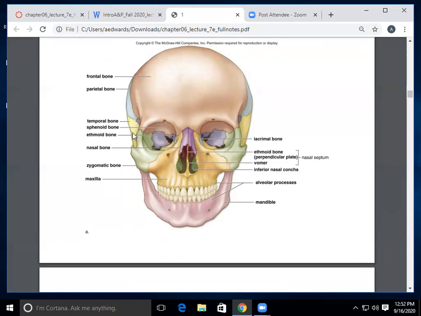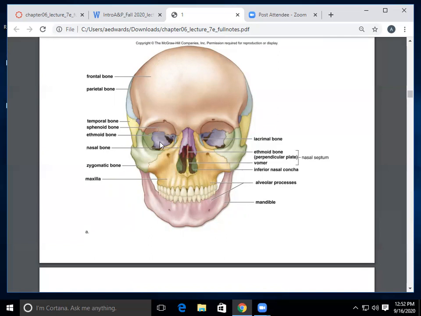On the sides of the head near where your ears are is the temporal bone. Okay, this bone that forms part of your orbit around your eye as well as your cheek bones, we call that the zygomatic bone. Your upper jaw, we call it the maxilla. Lower jaw, we call that the mandible. All right. So this bone here forms the upper ridge of your nose. Call that the nasal bone, right? Nasal region.